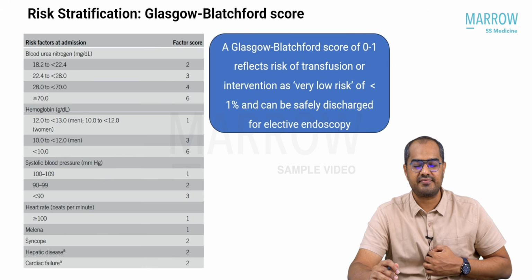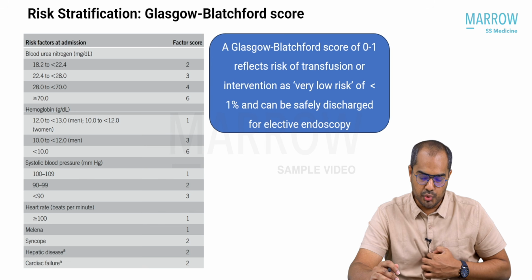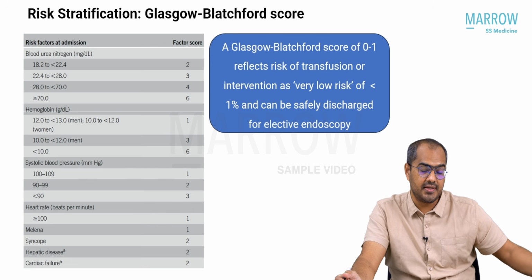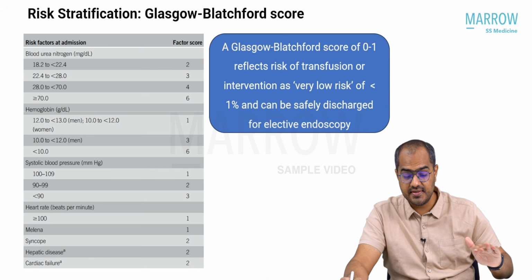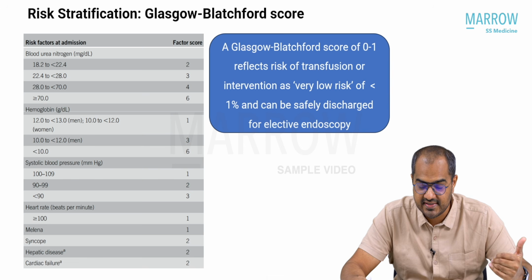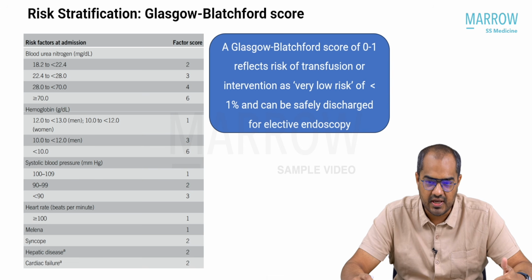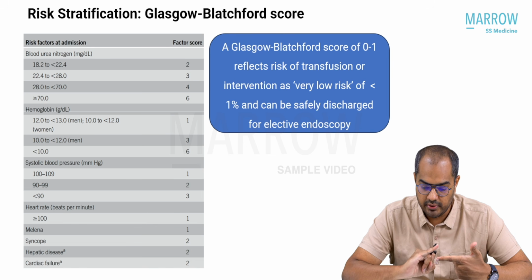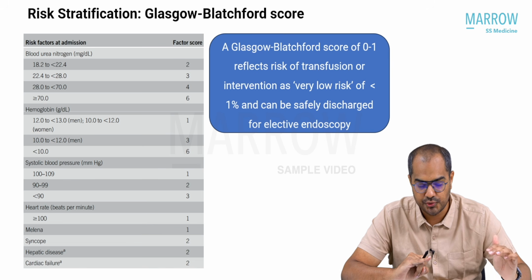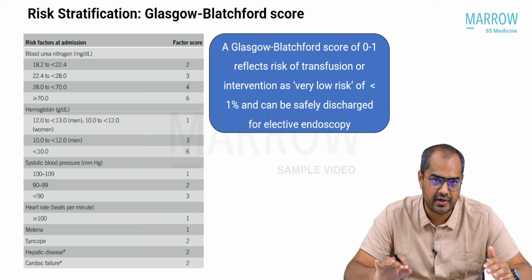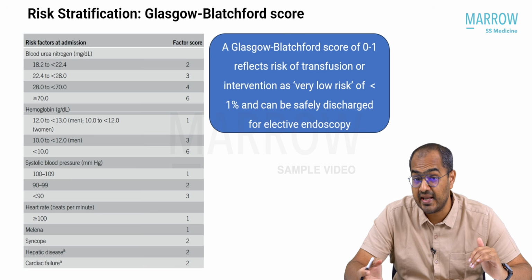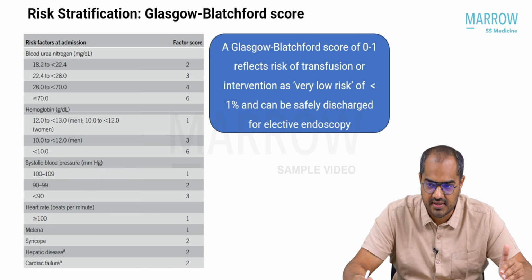So the Glasgow-Blatchford score can be used primarily to rule out cases which will require admission in the ICU or in the ward. For instance, a Glasgow-Blatchford score that is less than or equal to 1 reflects a very low risk of requirement of transfusion or a very low risk of re-intervention. So these patients, obviously they will require an endoscopy, but if you can do an elective endoscopy, probably say the next day, these patients can be safely discharged.